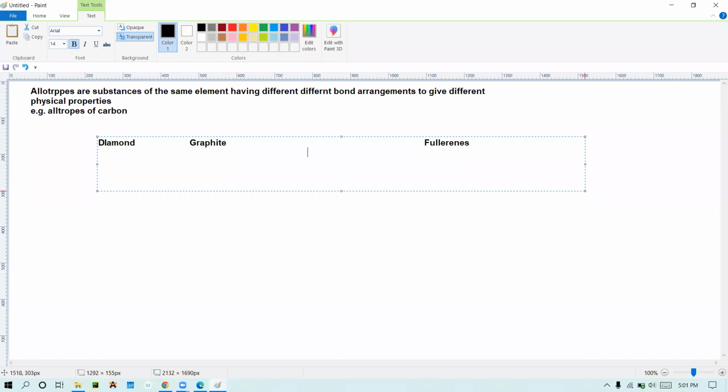Under fullerenes, there are 2 substances. First one is Buckminster fullerenes. And the other one is nanotubes. Buckminster fullerenes are also commonly known as buckyballs. So I'll write that also.